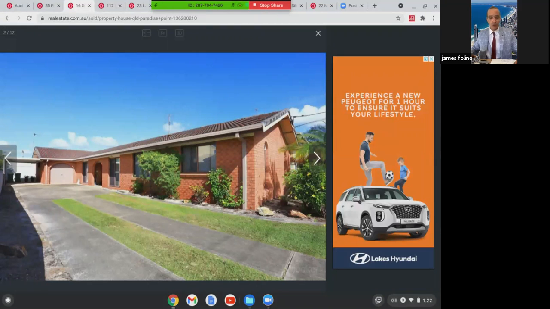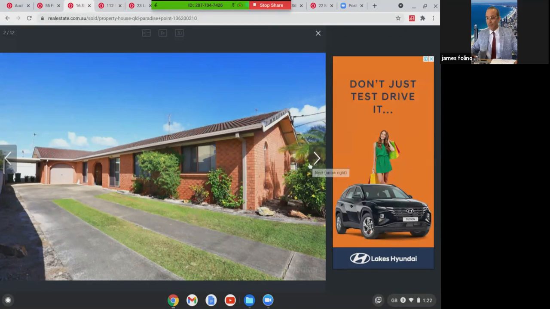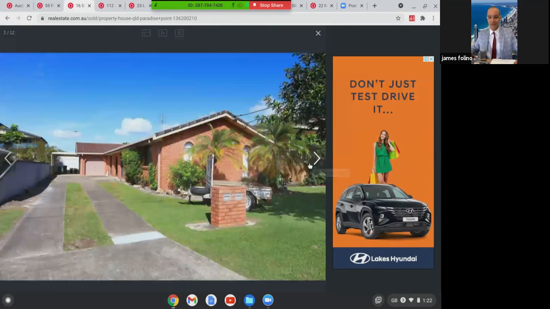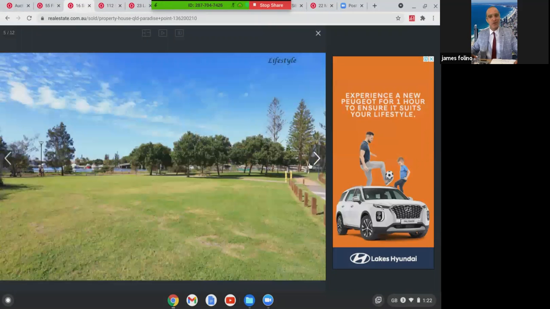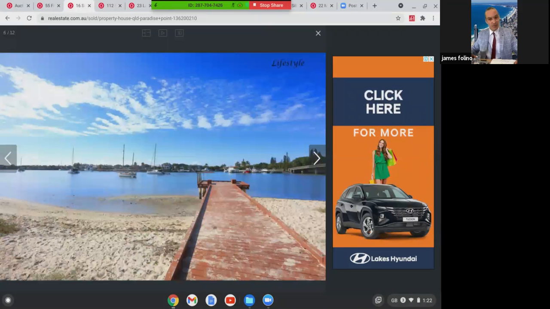This one, two-bedders, brick building, very clean on the inside. I have inspected this property, and this property sold really good buying, $905,000. So about $452,000 per townhouse, per dwelling. So really good buying there.